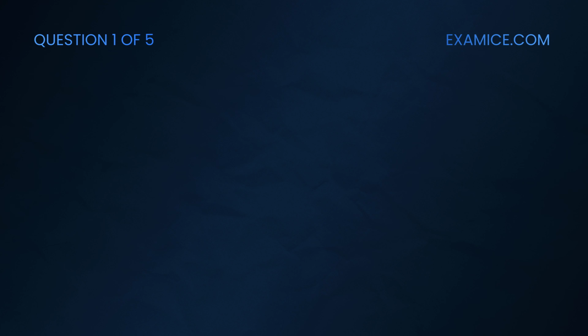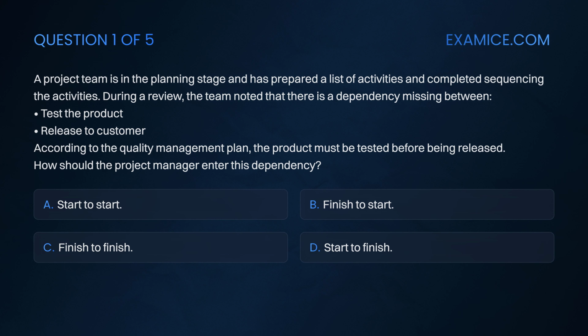Question 1. A project team is in the planning stage and has prepared a list of activities and completed sequencing the activities. During a review, the team noted that there is a dependency missing between test the product and release to customer. According to the quality management plan, the product must be tested before being released. How should the project manager enter this dependency? Option A, start to start. Option B, finish to start. Option C, finish to finish. Option D, start to finish.